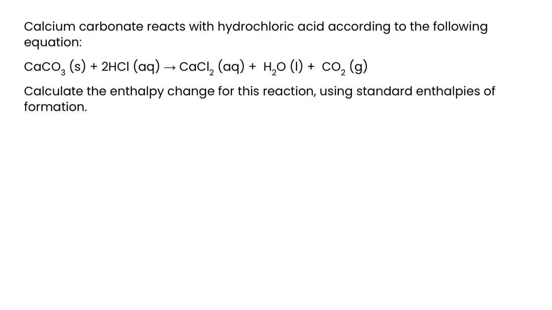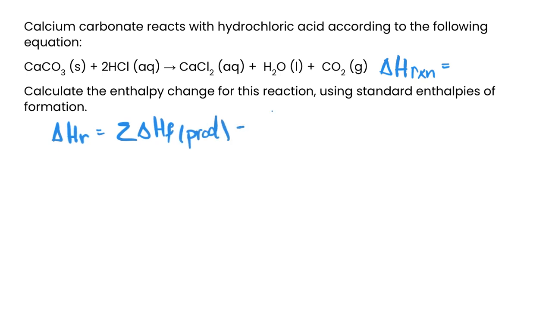So let's look at an example here. We're trying to figure out the delta H of the reaction here. And we can look up all of the different standard enthalpies of formation. So I'm just going to kind of give them to you here, but let's set out our equations. So our delta H of our reaction is going to be the sum of all of our delta H of formation of our products minus the sum of all of our delta H of formation of our reactants.